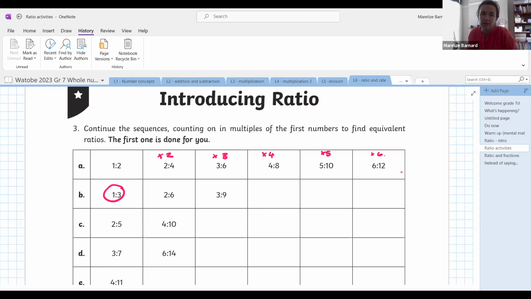And if we times by 3, we go 1 times 3 is 3, 3 times 3 is 9. So 3 to 9, that's also an equivalent ratio. So next one is times by 4. So 4 times 1 is 4. 3 times 4 is 12. And if you go 5, it's 5 and 15. And times by 6, so we times the 1 by 6 and 3 by 6, that's 18.